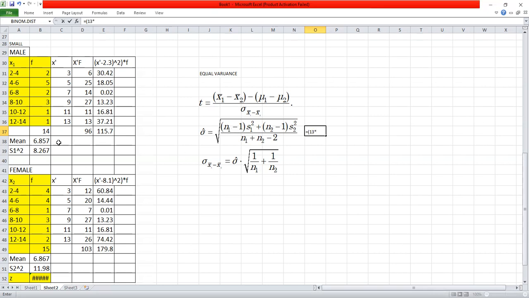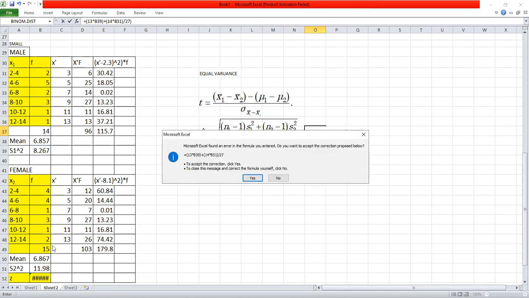8.267. Then we add 14 times 11.9. That's the numerator. Then divide by n1 plus n2 minus 2, which is 27. I'm using Excel so that you can substitute yourself, so that you just know the procedure of doing this.